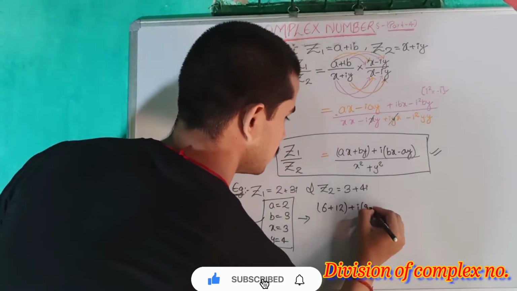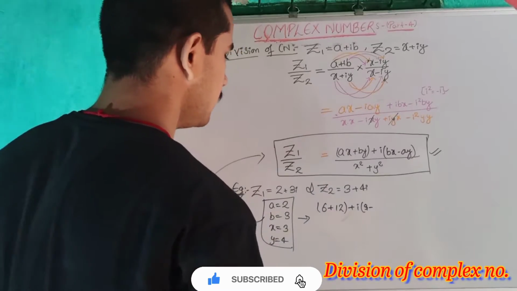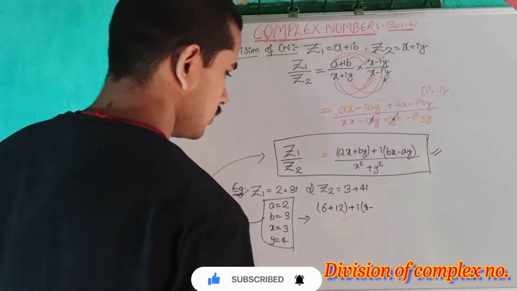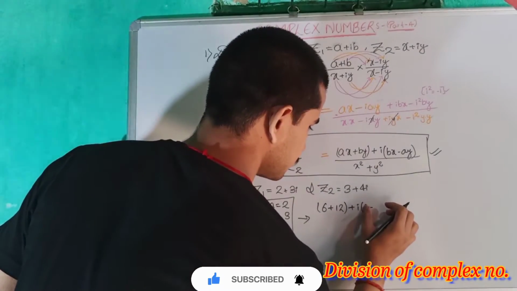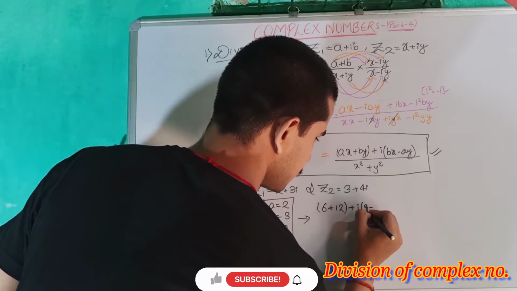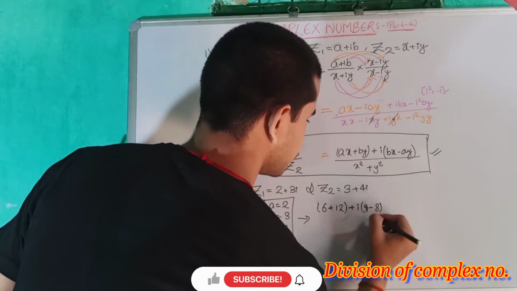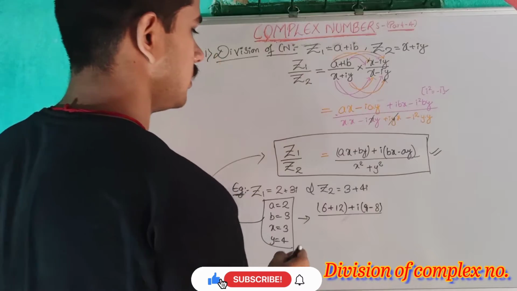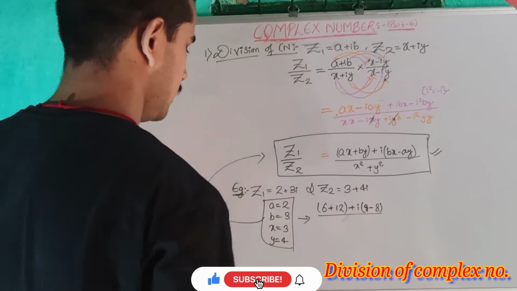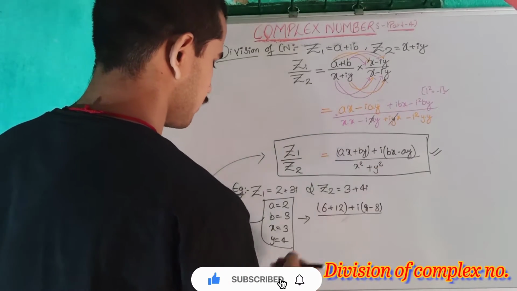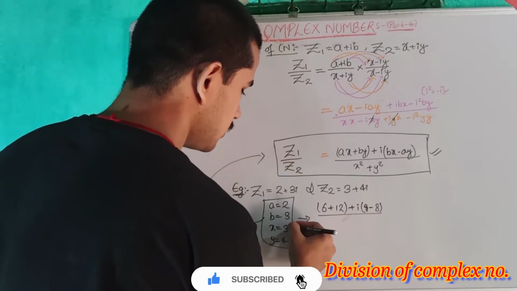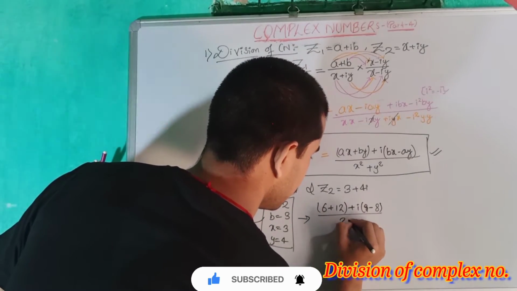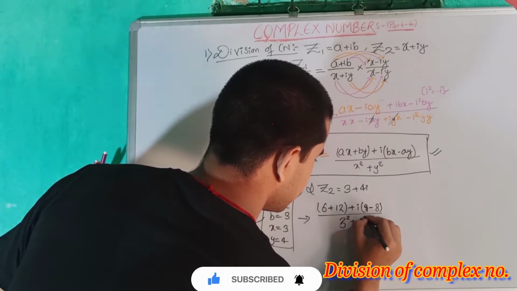Now coming to the other part, that is the imaginary part, which will be 2 into 4. So 2 4s are 8. Now coming to the denominator part. In the denominator part, what will we have? x square plus y square. So x square plus y square will be 3 square plus 4 square.